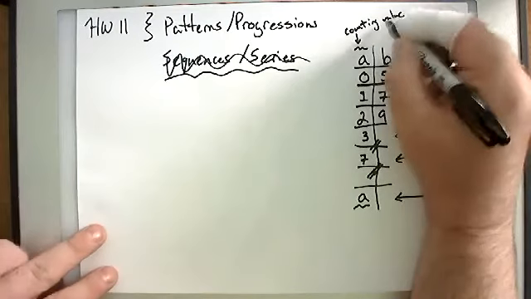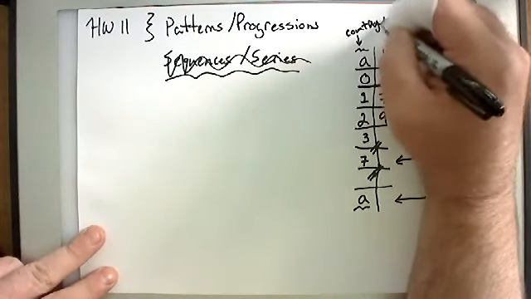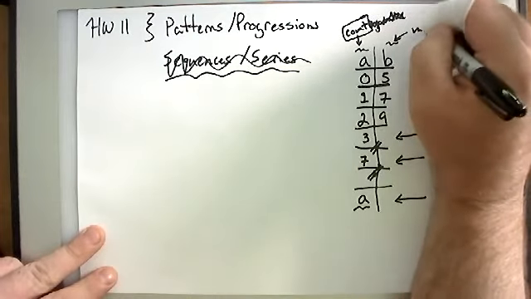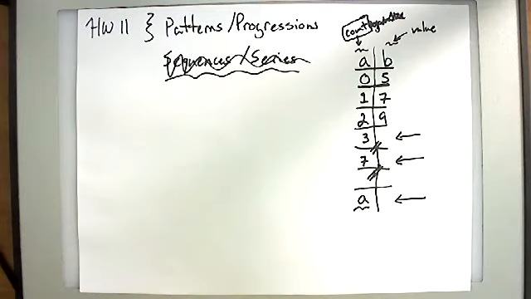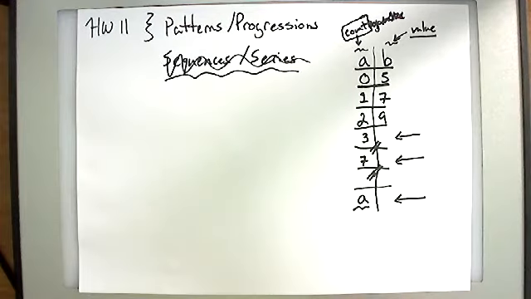So the left side is the counting value. The right side, let's just say count. I like that better. I don't even want the word value in there. We're just gonna say count. The left side is the count. The right side is the value. See what I mean? That's the side we care about. The left side is just the count, how many times you've done it. The right side is the value where the actual pattern is occurring, okay?